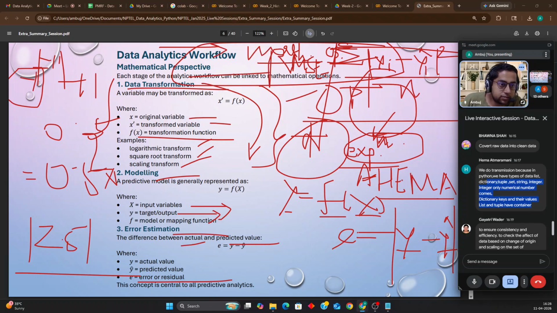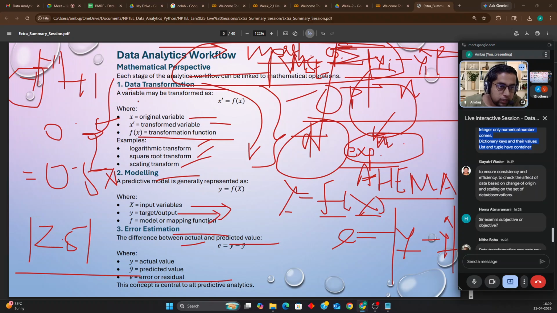Maybe one of the reasons. Not the primary reason, but maybe one of the reasons. I can accept it. No problem. Now, Gayatri has written, "To ensure consistency and efficiency, to check the effect of data based on change of origin and scaling on set of data/observations." Yes, this you should mention first.